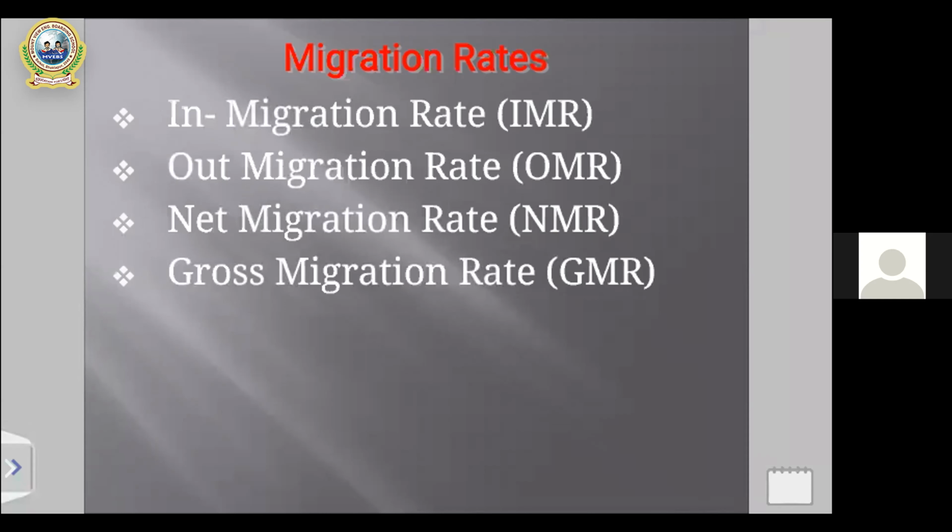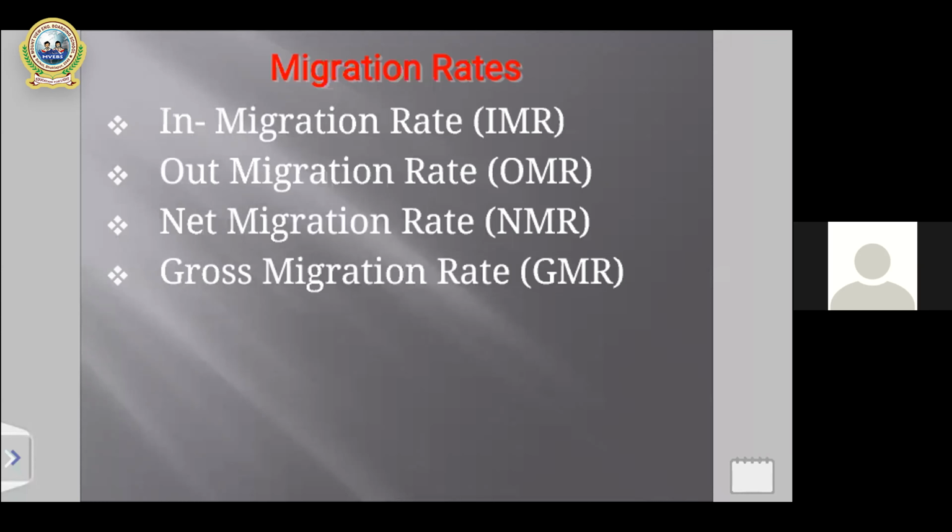Migration means to move from one place to another place. Like fertility and mortality, in migration also there are different ways to calculate migration rates. There are four major ways to calculate the migration rates.